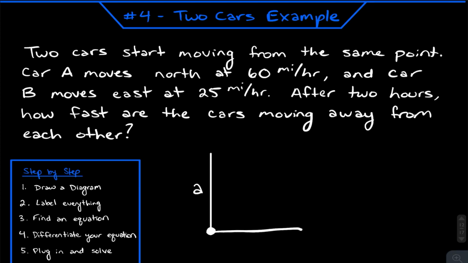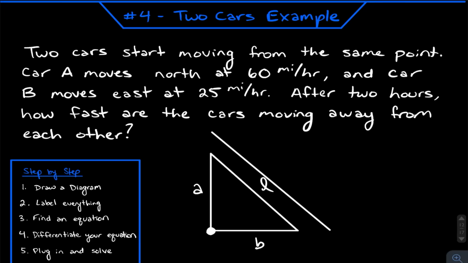And car B is going to move east. Okay, and it gives us a rate for that too. After 2 hours, how fast are these cars moving away from each other, right? What that means is, well, how fast is this hypotenuse changing, right? That's how fast they're moving from each other, because B is moving away in the x direction, right? A is moving away in the y direction, and so if you combine those things, it'd be the rate at which L is changing, right? Because after a while, L will start looking like this. Right, so we want to account for that length change in this line.